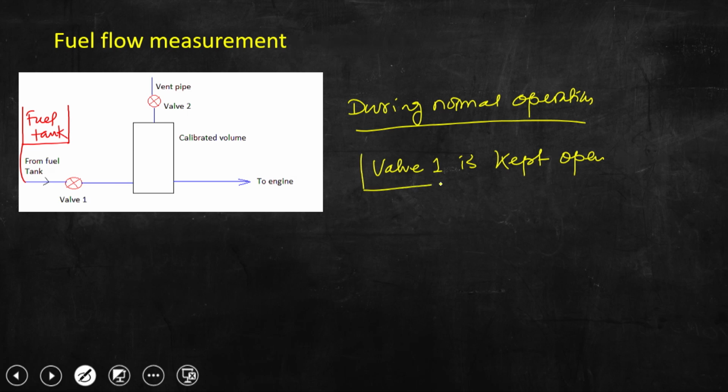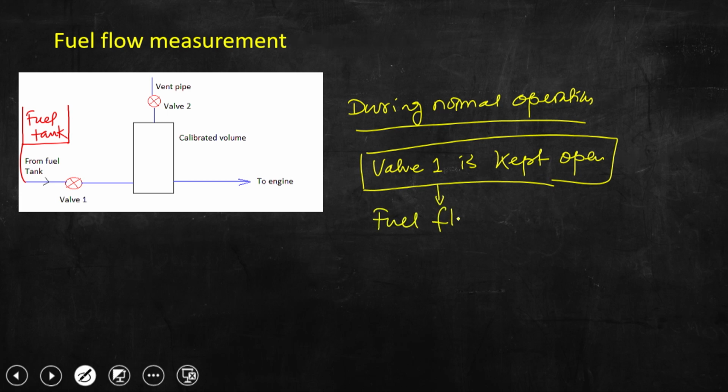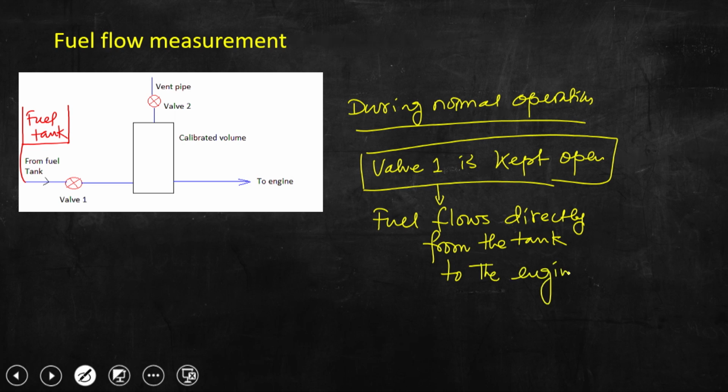If we keep valve 1 open, then certainly what will happen is that fuel flows directly from the tank to the engine. So, this is the case.